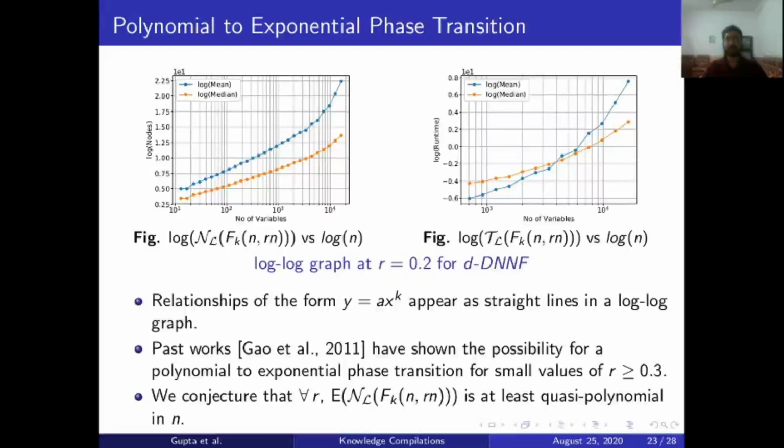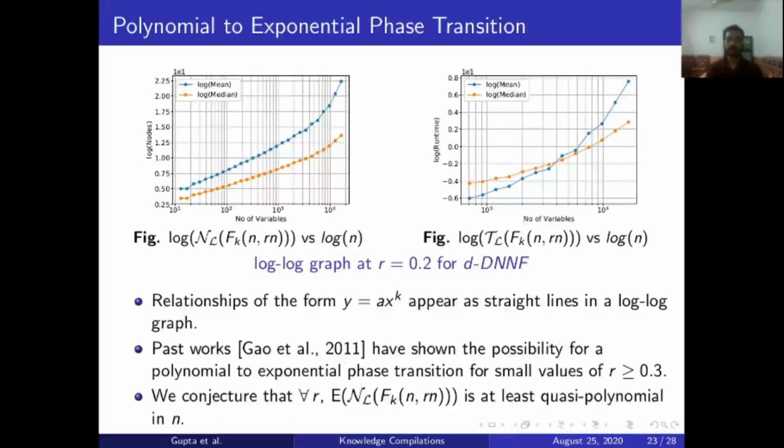Here's one more behavior which is usually observed in the context of phase transitions, and that's polynomial to exponential phase transition. Now, in the past, Gao has shown the possibility for polynomial to exponential phase transition for small values of r greater than or equal to 0.3. However, we scaled the experiments to a much larger number of variables, and here we observed that even for smaller values of r, if we look at a very large number of variables, then there is a change in the slope of the log-log graph.